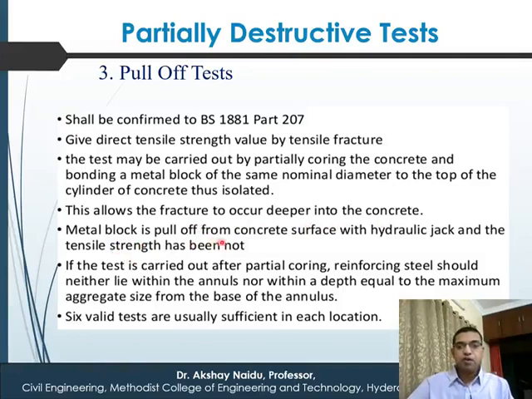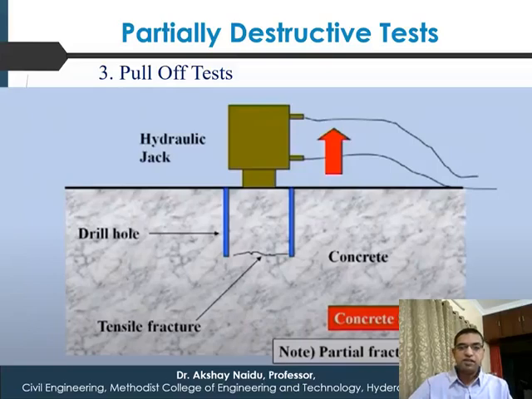Metal block is pulled off from concrete surface with hydraulic jack and the tensile strength is determined. If the test is carried out after partial coring, reinforcing steel should neither lie within the annulus nor within a depth equal to maximum aggregate size of the base of the annulus. 6 valid tests are usually sufficient in each location. So now this is the pull-off test.